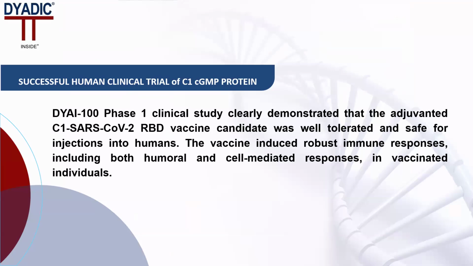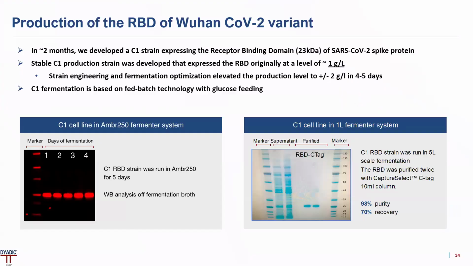So I'll just go through quickly here the successful human clinical trial of a C1 GMP protein. Again, I mentioned we ran a successful phase 1 trial, and it showed, by the way, that it was well tolerated and safe for injections in humans. The vaccine induced robust immune responses, including both humoral and cell-mediated responses in the individuals.